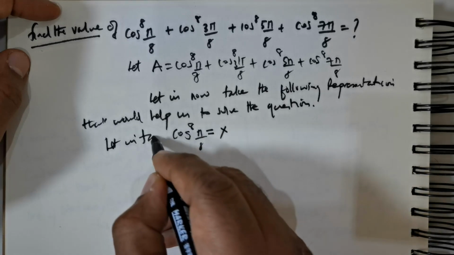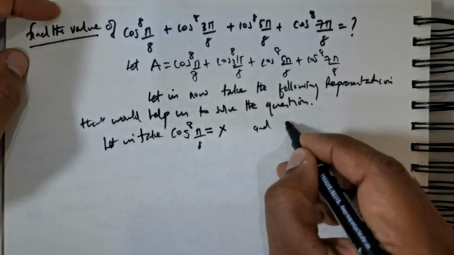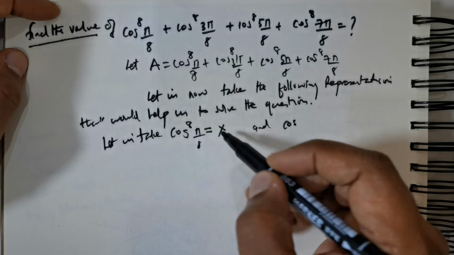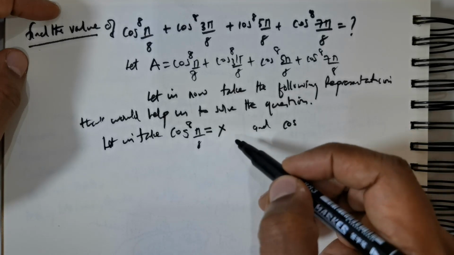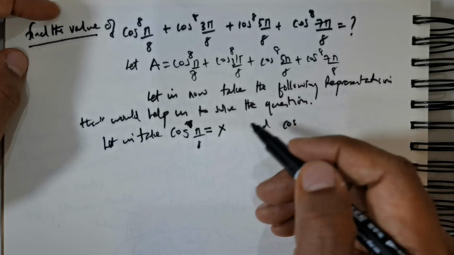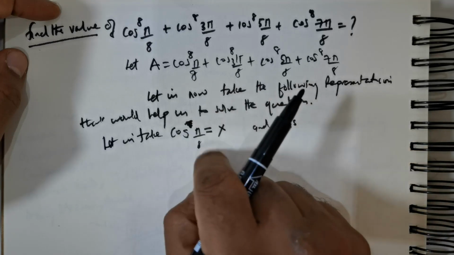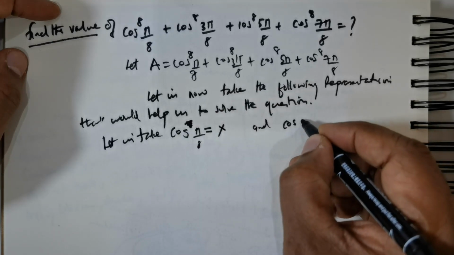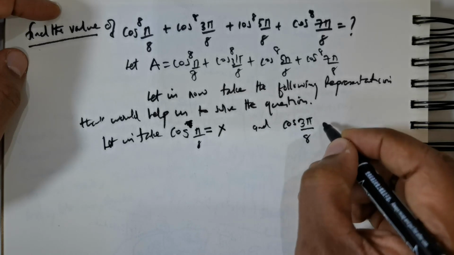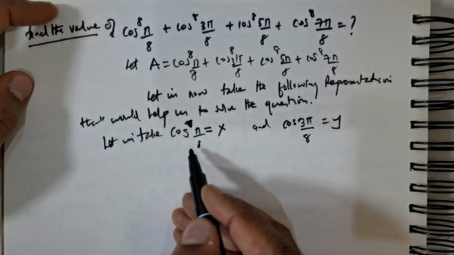I would not take the power to be 8, I would just take cos(π/8) equal to x. Next, I will take cos(3π/8) to be equal to y. So this is the substitution that I would be taking.